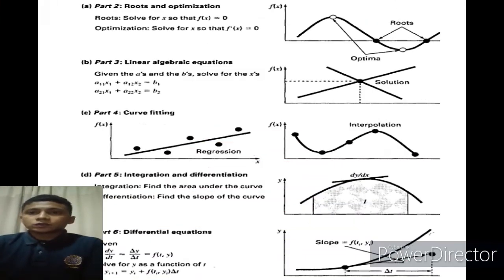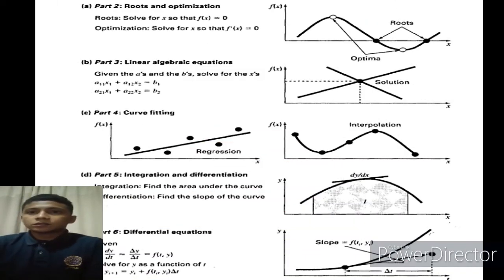Part 2. Roots and optimization. Roots: solve for x so that f of x is equal to 0. Optimization: solve for x so that f prime of x is equal to 0. Part 3. Linear algebraic equations. Given the a's and b's, solve for x.